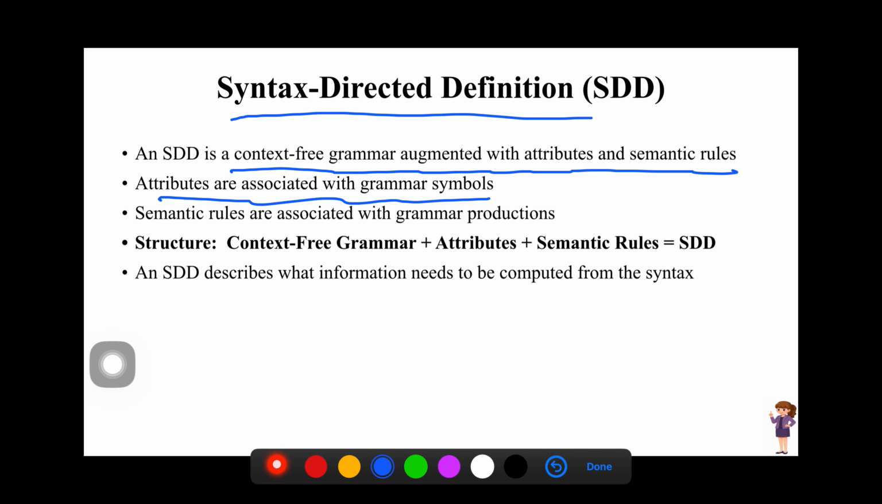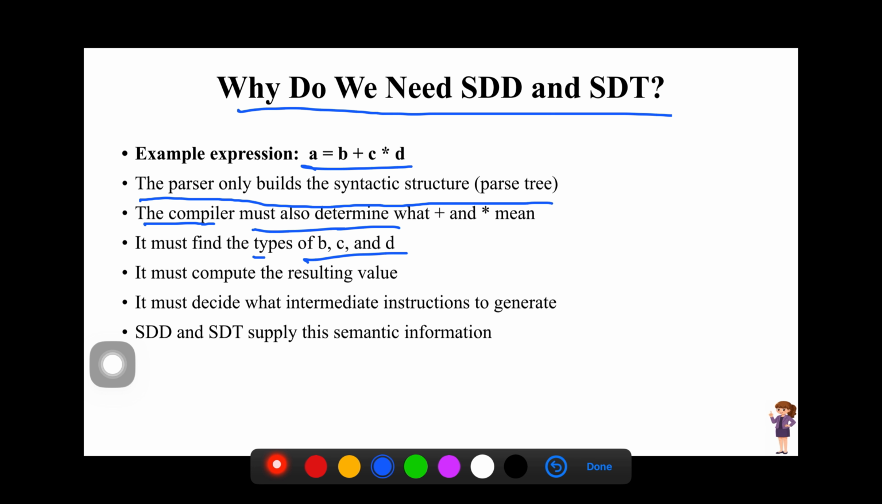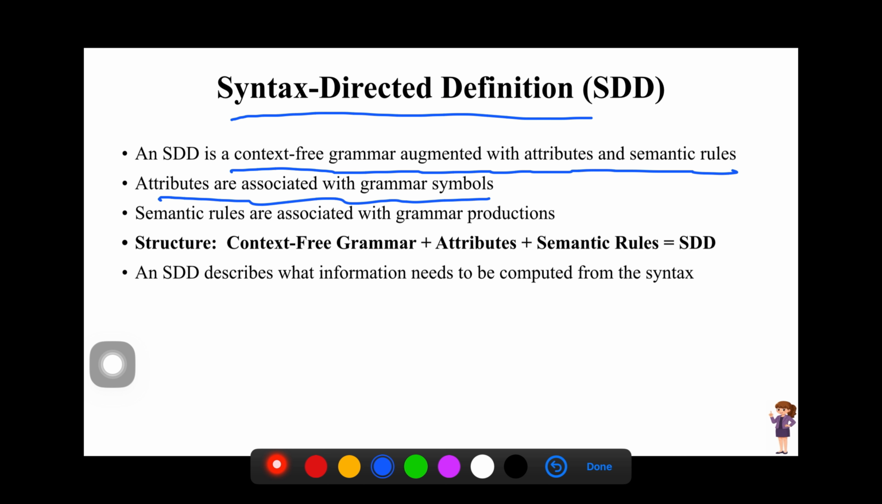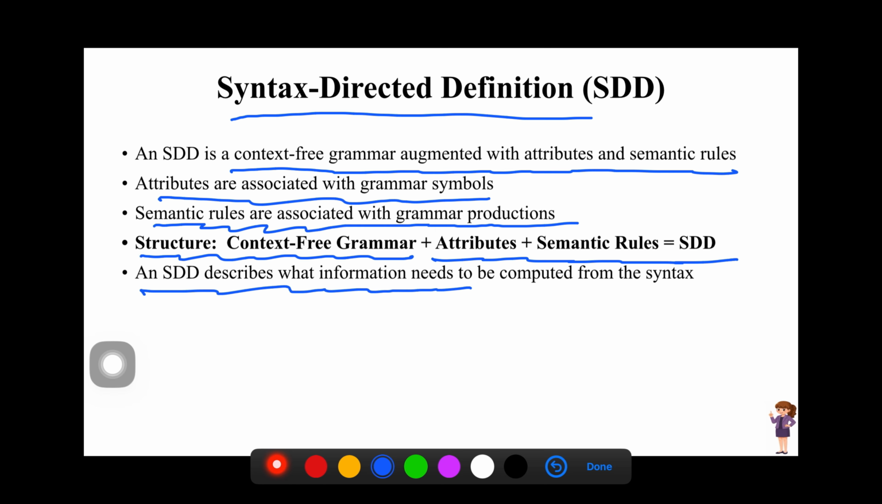Syntax directed definition. An SDD is a context free grammar with attributes and semantic rules. Attributes are associated with grammar symbols. Semantic rules are associated with grammar production. So the structure is context free grammar plus attributes plus semantic rules. An SDD describes what information needs to be computed from the syntax. Hope you guys understood.